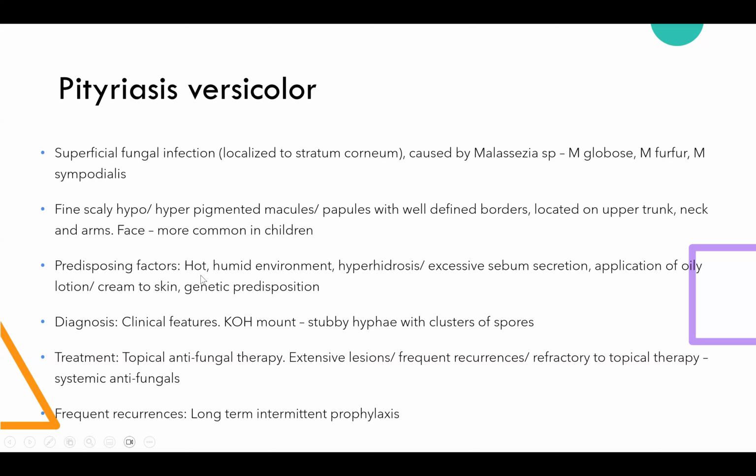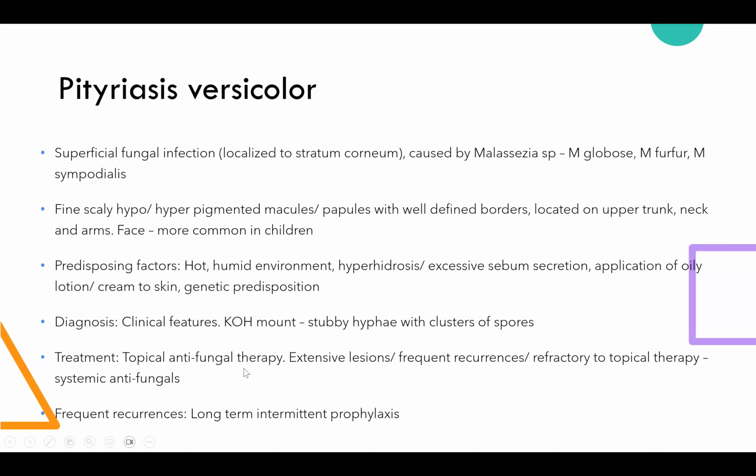Predisposing factors are the summer seasons, usually where there is a hot and humid environment with excess sweating, and family history of pityriasis versicolor can be present, as well as excessive sebum secretion and application of oily lotion or cream, which can promote fungal growth. Genetic predisposition can also lead to pityriasis versicolor. Diagnosis is basically clinical only. KOH mount of the lesion will reveal stubby hyphae with clusters of spores, typically called banana and meatball appearance, or spaghetti and meatball appearance.